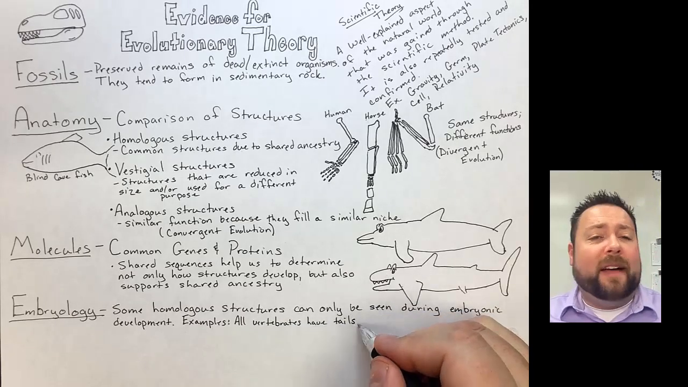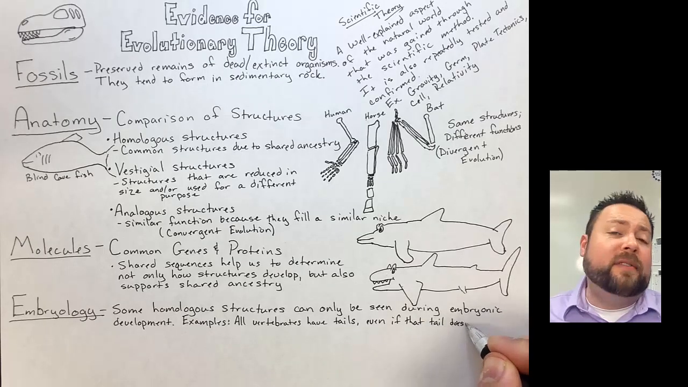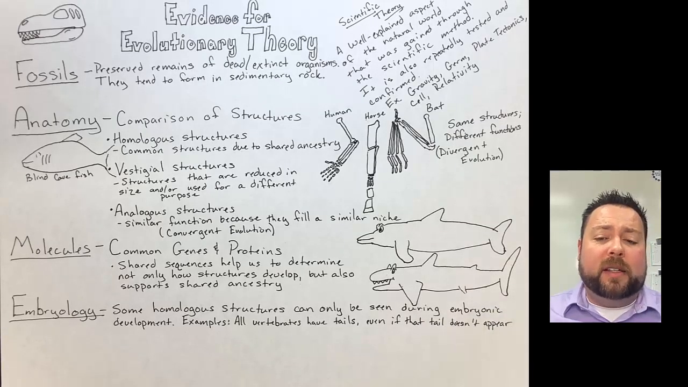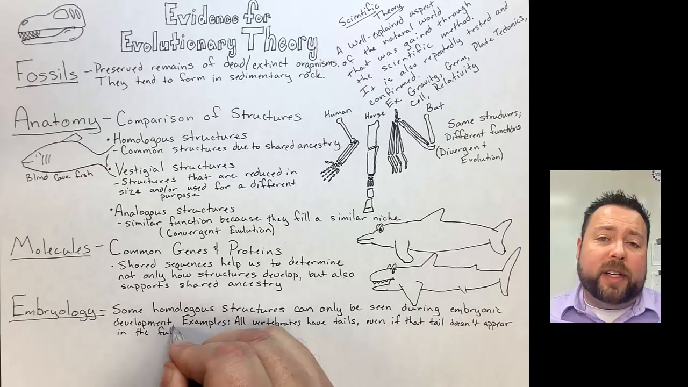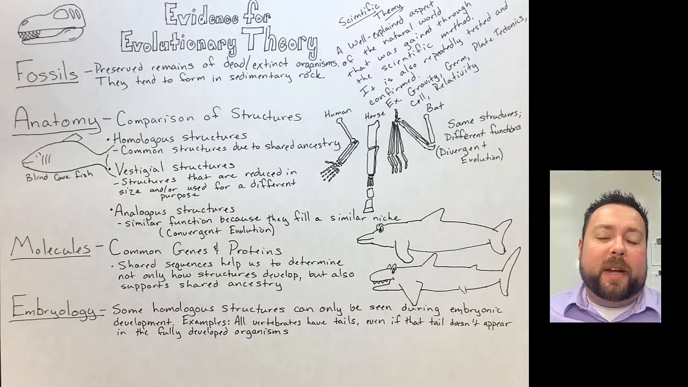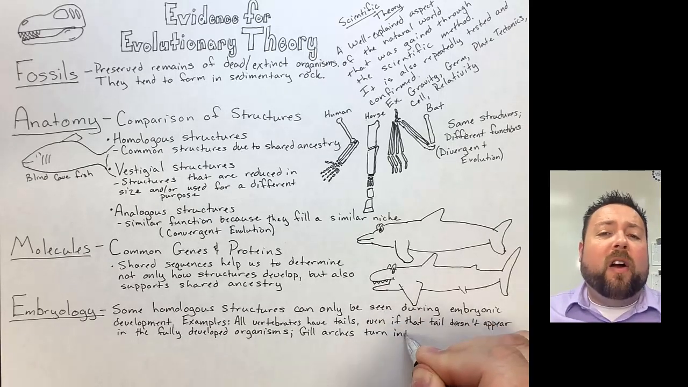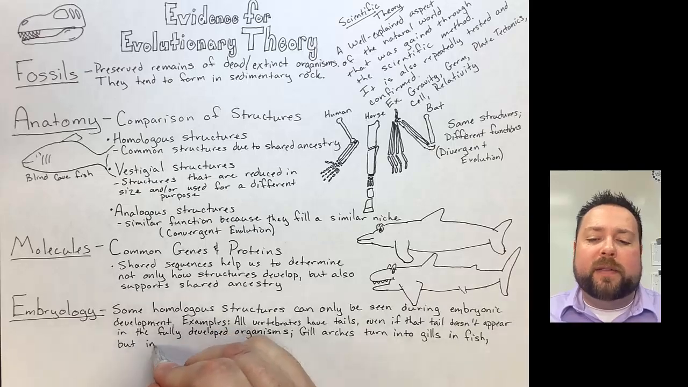All vertebrates have tails at some point during their development. So humans have tails during embryonic development. Now those will go away eventually, and all other apes also have tails, which will end up being removed from the organism. But they are there for a period of time during embryonic development.